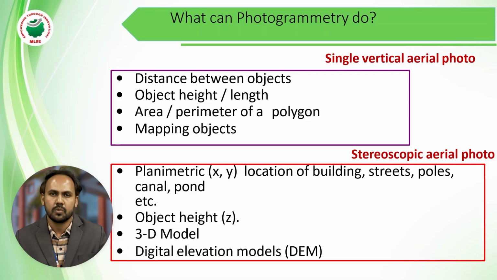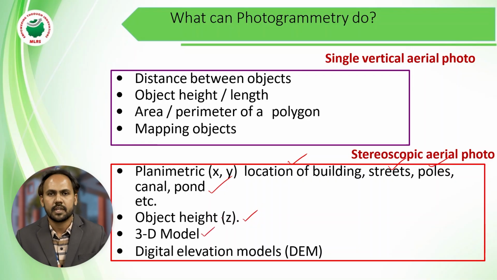That means 2 or 3 photographs, or 5 or 6 photographs, are taken, and the overlapping region will be used to collect and analyze the measurements. That is called a stereoscopic vertical photograph. With the help of a stereoscopic vertical photograph, we can identify the location of buildings, streets, poles, canals, ponds, etc. And we can also analyze the object height. What is the height of the building? What is the height of the structure? What is the elevation of the structure?